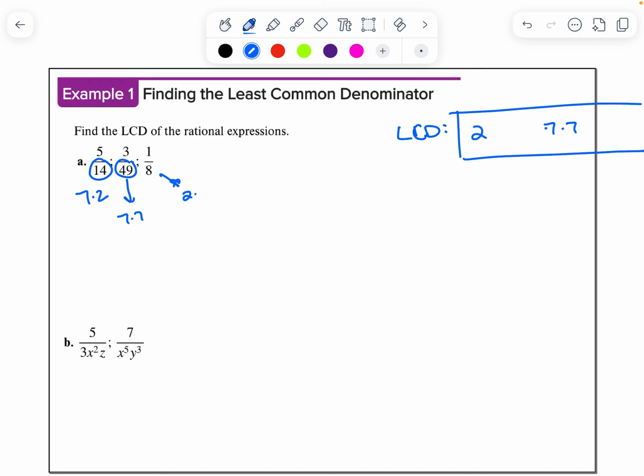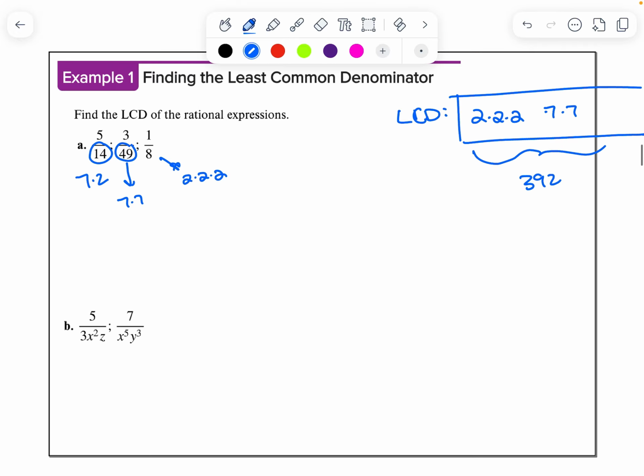That 8, if I broke it down into prime factors, is 2 times 2 times 2. So I actually need another 2 and another 2. So now my least common denominator is whatever 2 times 2 times 2 times 7 times 7. We can pull out our calculator and see that that is 392, is the least common denominator.